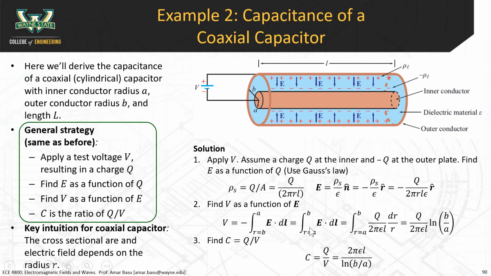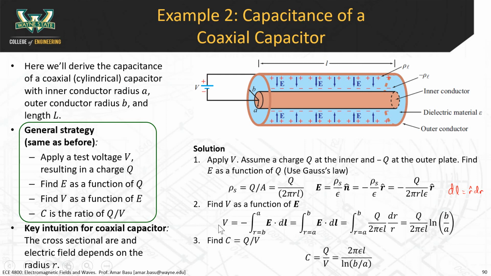So when you integrate from R is equal to A to B of E dot dl, the electric field you have here, and I'll just write down that dl is equal to R hat dr. In the previous example, it was Z hat dz. In this example, it's R hat dr. We're going in the radial direction. So you take the dot product of those two, E dot dl, and then you end up with this, Q over 2 pi L dr over R. When you take the integral of dr over R, you get an ln term. So that's where this ln of B over A comes from.